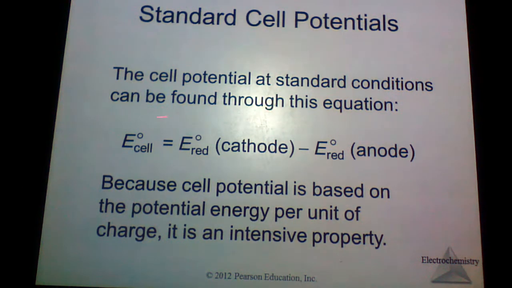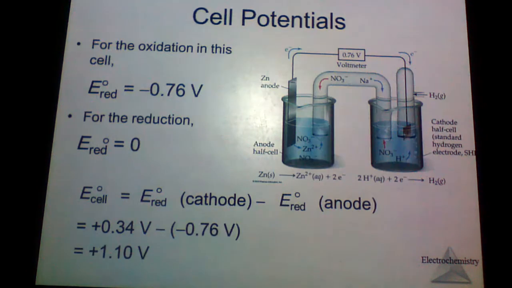From anode, and then I'll get my overall standard cell potential for the overall voltaic cell. So for example, let's say that we have zinc and hydrogen. So ultimately, zinc in this case is going to be my anode, hydrogen is going to be my SHE, on the cathode end. I know that my electrons are going to flow from the anode towards the cathode.